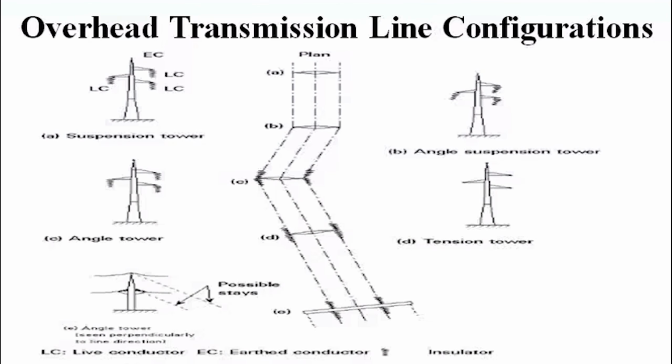See here, we have different types of towers. A is the suspension tower, B is the angle suspension tower, C is the angle tower, D is the tension tower, and E is the angle tower where you see the line directions perpendicular. These different towers are placed at different places according to the conductor's path.